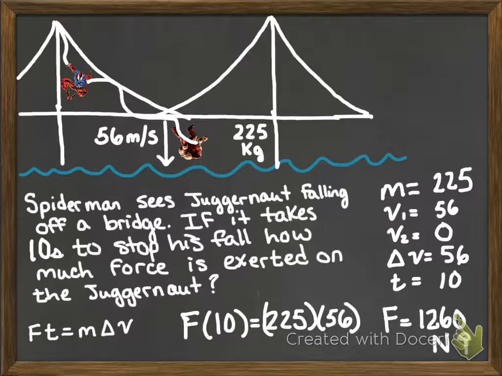Is it a small enough force that it doesn't kill the Juggernaut? Well, in this case, it probably doesn't kill the Juggernaut. Would it kill a normal human? Probably would kill a normal human. The other problem is we're talking about 10 seconds. It would have to be a really high bridge in order for Spider-Man to actually catch the Juggernaut over a 10-second fall. Because in most cases, Juggernaut's going to have already fallen into the water and drowned by the time the webbing actually gets to him and cushions his blow, because 10 seconds would be a really long distance fall.